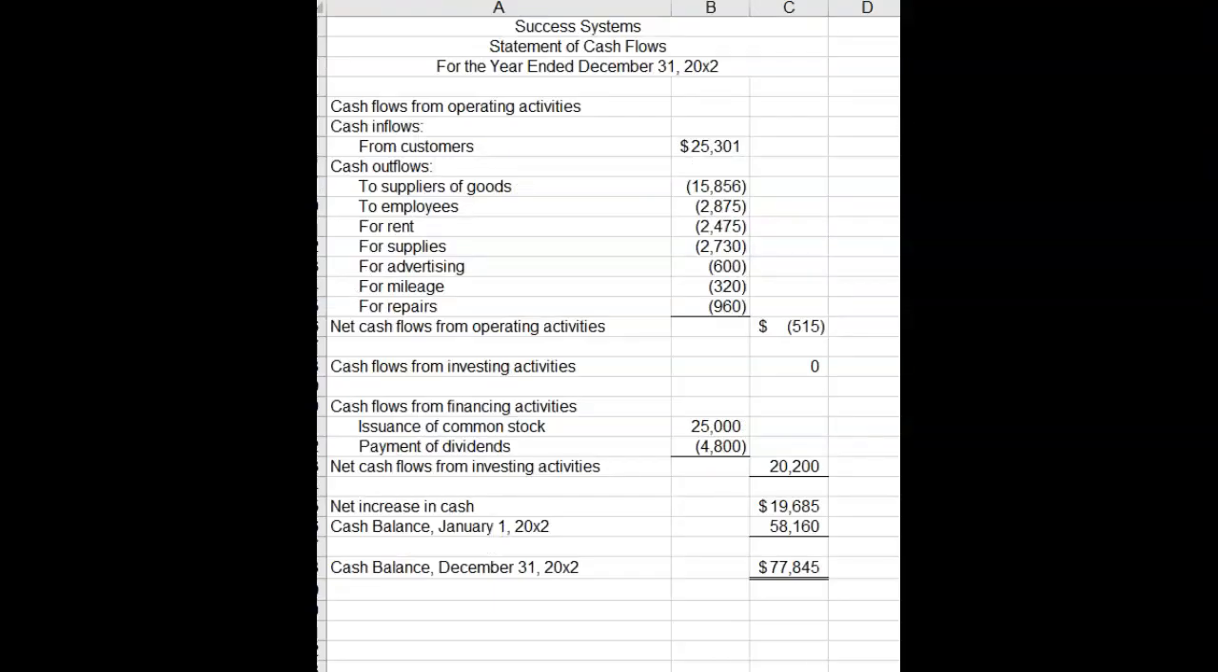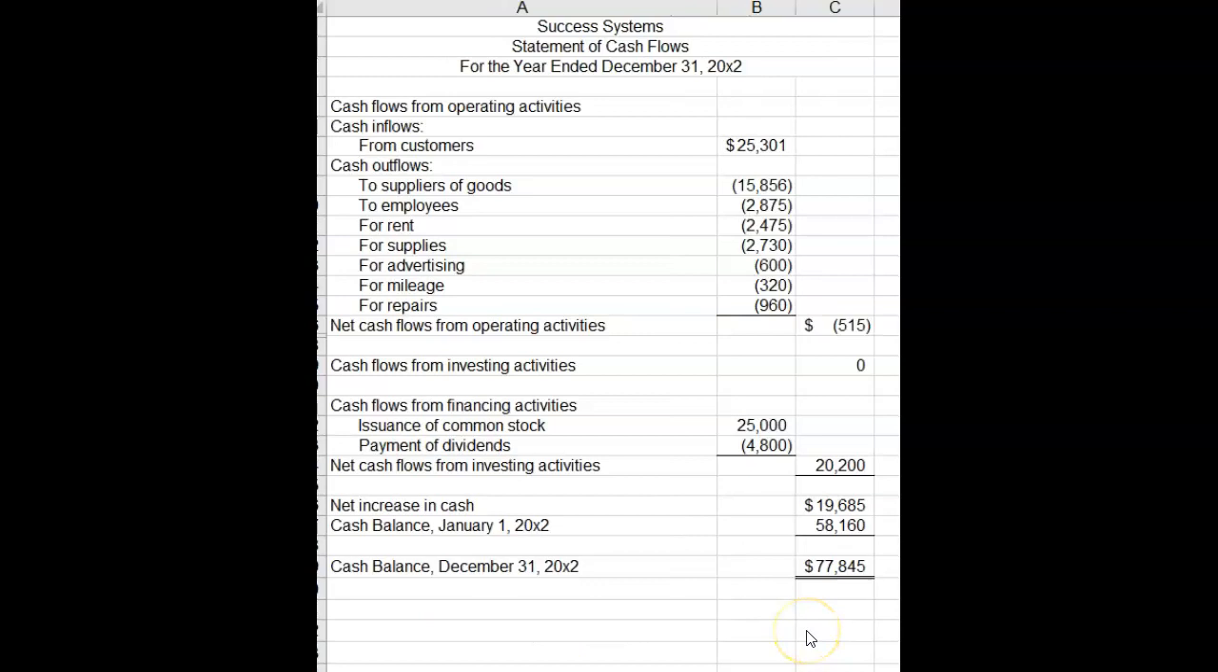Here's the statement of cash flows using the direct method that we completed together in the prior study guide videos. I'll make a copy of this worksheet and simply change the tab title. Here's the copy of the statement of cash flows using the direct method that I just made. I changed this tab title to Statement of Cash Flows Indirect.